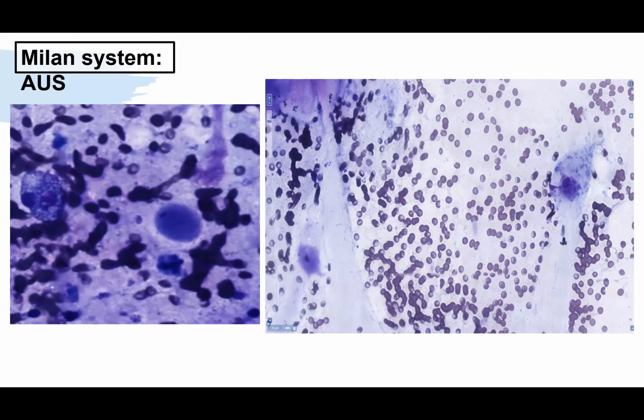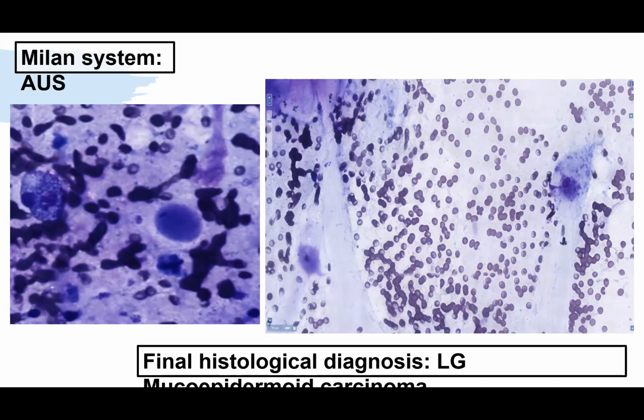So because of this, this was called atypia of uncertain significance due to the amount of mucin and the paucicellularity of the specimen, because the importance here is that we cannot exclude a low-grade mucoepidermoid carcinoma, and this still could be a mucinous cyst. And this is where clinical and imaging correlation is always required in the setting of all of these lesions. The final diagnosis was a low-grade mucoepidermoid carcinoma.